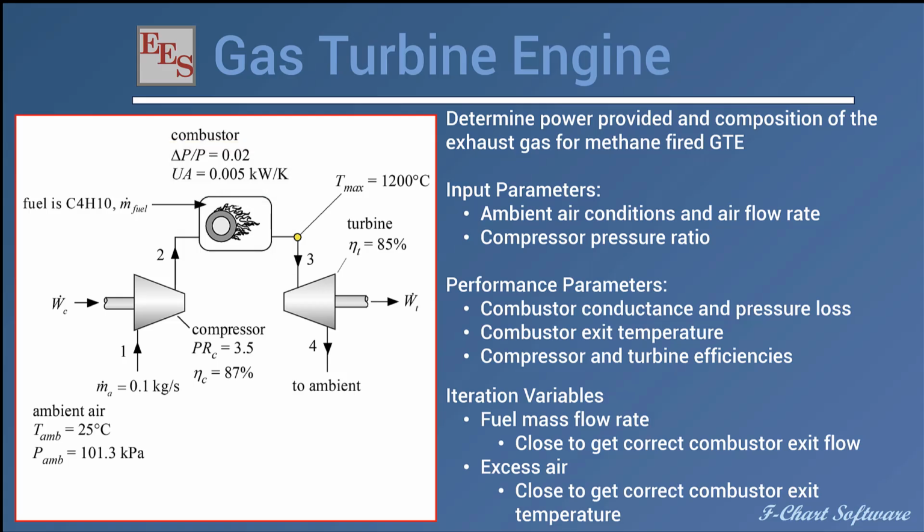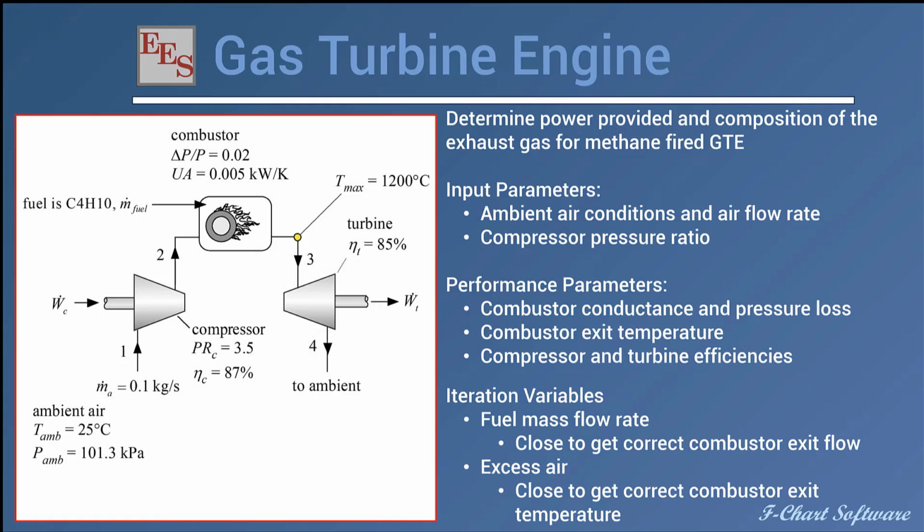And the air-fuel ratio, or the percent excess air, is controlled so that the temperature of the combustion products coming out of the engine is 1200 degrees Celsius. And those products are then fed to a turbine that produces power.